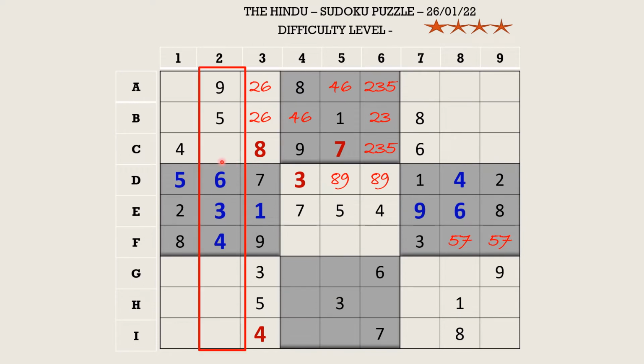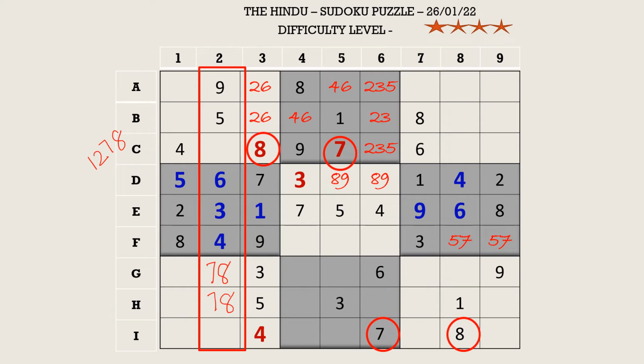Let's try to fill column 2. In column 2 the missing numbers are 1, 2, 7 and 8. There is a 7 and 8 blocking this cell and here in I row there is a 7 and 8 which is blocking this cell. So these two cells are left and they take 7, 8. So G2 and H2 take 7, 8 pair.